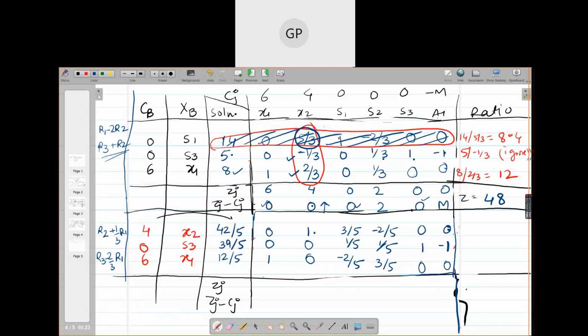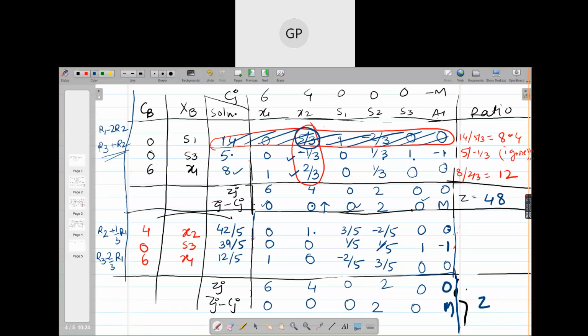Come on, tell me Zj values at least. 6, 4, 12 by 5 minus 12 by 5, that is 0. Then minus 8 by 5 plus 18 by 5, that is 2 here. Then 0 and 0. 6 minus 6, 0. 4 minus 4, 0. 0, 2, 0 and plus 7.